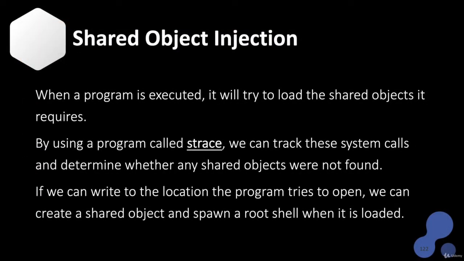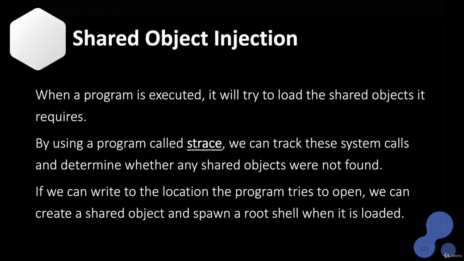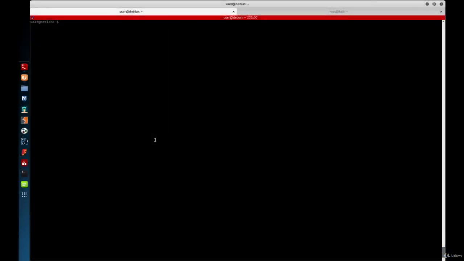When a program is executed, it will try to load the shared objects it requires. By using a program called strace, we can track these system calls and determine whether any shared objects were not found. If we can write to the location the program tries to open, we can create a shared object and spawn a root shell when it is loaded. Let's run the Linux Smart Enumeration script with the levels set to 1.